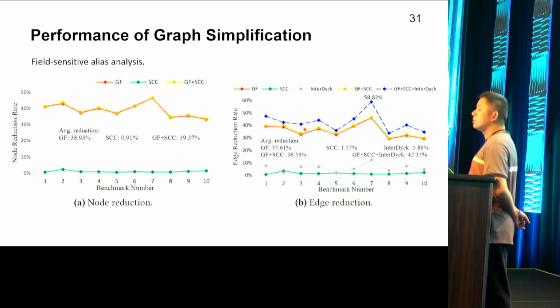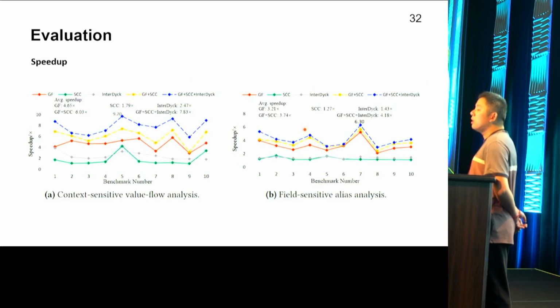This slide shows the performance on the second benchmark, alias analysis. If we run graph folding alone, we can achieve an edge reduction of 35%. If we combine everything, we can achieve an edge reduction of 42%. Recall that our ultimate goal is to speed up the CFL-reachability computation. This slide shows the speedup rate. For the first benchmark, we can speed up the CFL-reachability computation by 4 times. And for the second alias analysis application, we can speed it up by 3 times.